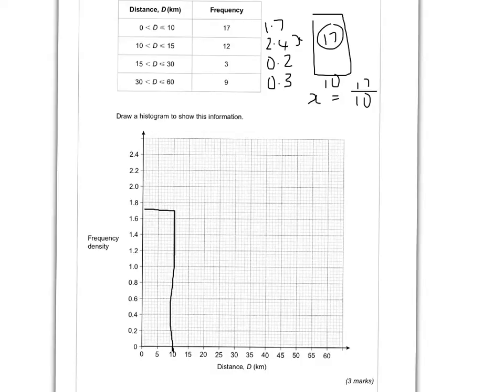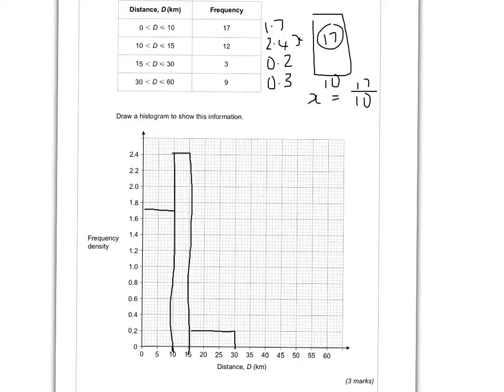So the second bar goes from 10 to 15 and has a height of 2.4, like that. If you check the area of that bar, if you do 5 times 2.4, you do get a frequency of 12. Area is frequency for that bar. The next bar goes from 15 to 30 and has a height of 0.2. So I have this bar here. Again, if you do 30 times 0.2, you do indeed get 3. That's why we picked that frequency density, so that its area would be its frequency.